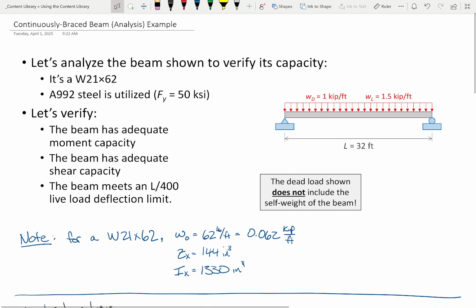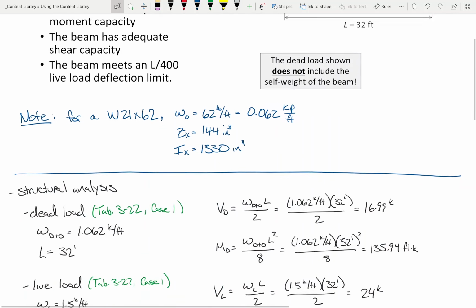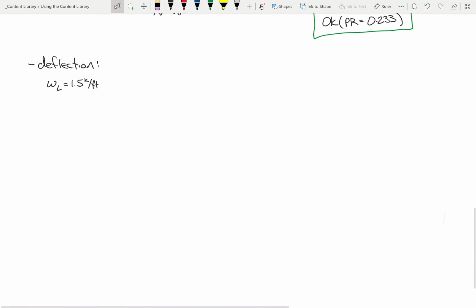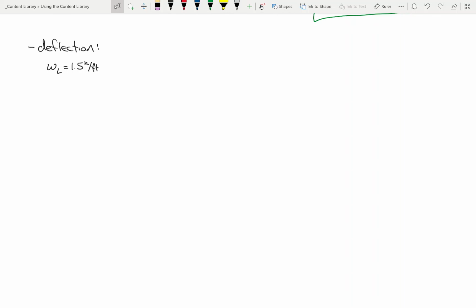The problem said that the beam has to meet a deflection limit of L/400, but read what it says. The beam meets an L/400 live load deflection limit. So when we assess deflections, we are only looking at the live loads. We will talk about that more on Friday, why we're only looking at the live loads, but it is very common that when you assess deflections like this, you don't consider the dead loads. We'll talk about why next time.